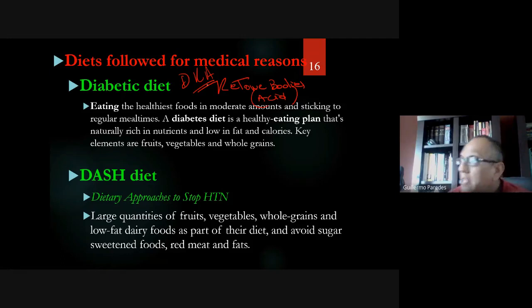So what we need to do is to give the maximum amount of carbs, the maximum amount of proteins, and the lowest percentage of fat. So that is about diabetic meals. Okay, we got it?